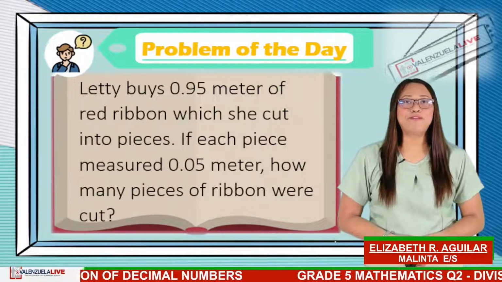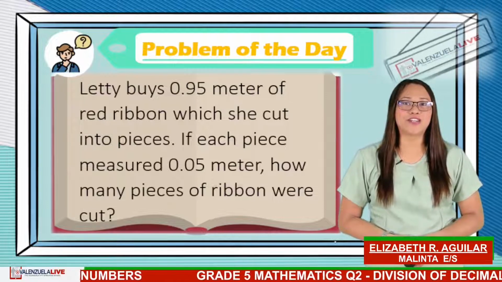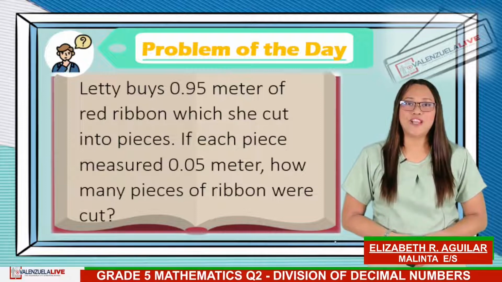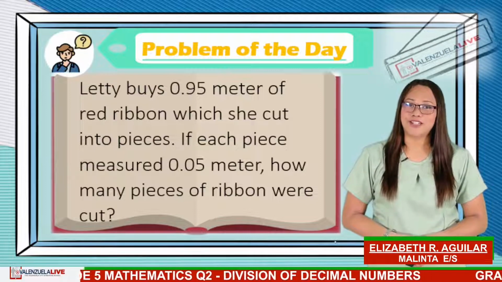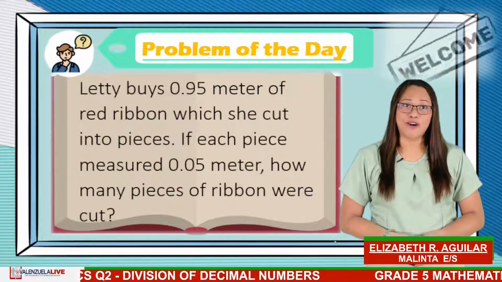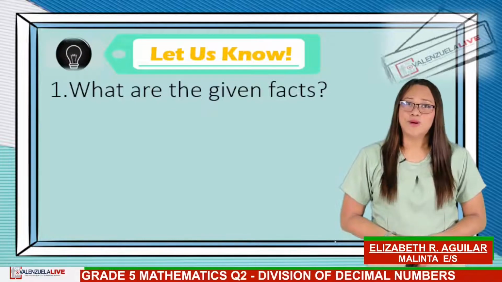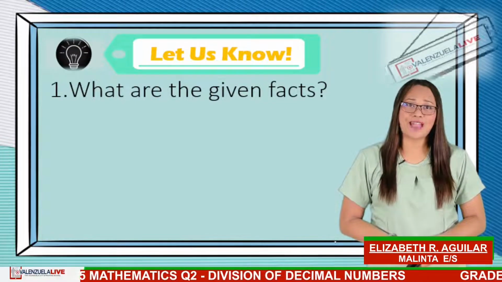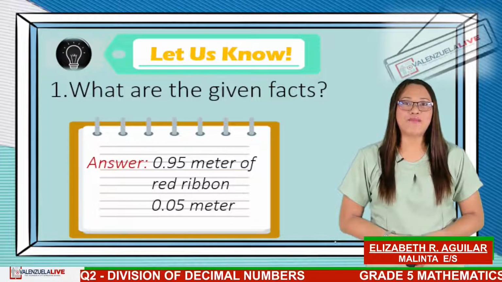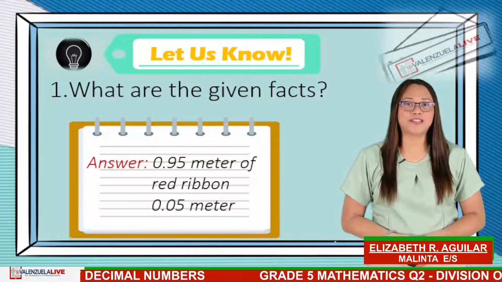Okay, for our problem today, we have Letty buys 9,500 meters of red ribbon, which she cut into pieces. If each piece measured 500 meters, how many pieces of ribbon were cut? But before that, let's answer this question. Okay, so what are the given facts? Great, so we have 9,500 meters of red ribbon and 500 meters.